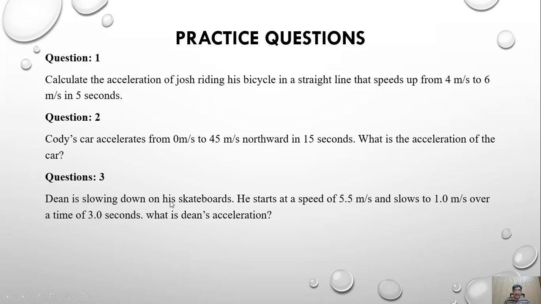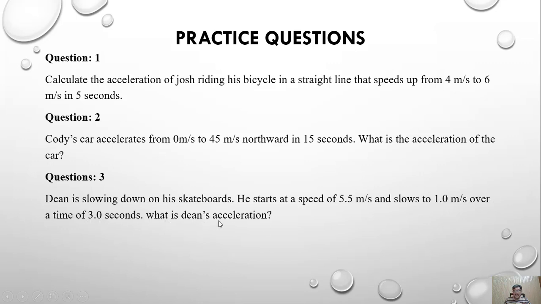Question 3, a very important question. Dean is slowing down on his skateboard. Slowing down means velocity is decreasing. So it is acceleration, but we name it deceleration. He starts at a speed of vi, the initial velocity, that is 5.5 meters per second, and slows down to 1.0 meter per second. This will be the final velocity, over a time of 3 seconds.